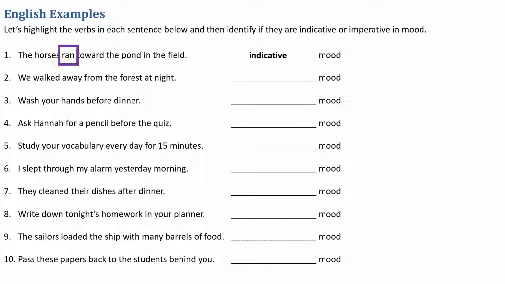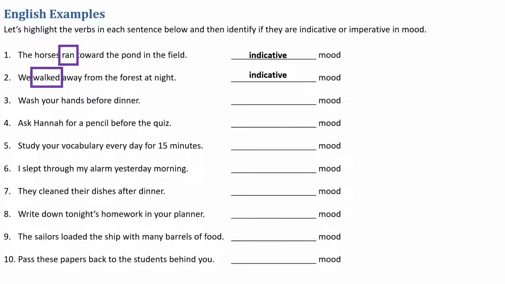Number 2, we walked away from the forest at night. First, where's your verb? Walked. So now we ask ourselves, is this telling us what happened, or is it giving a command about what we need to do? This is simply saying, well, what we did. That's the indicative.